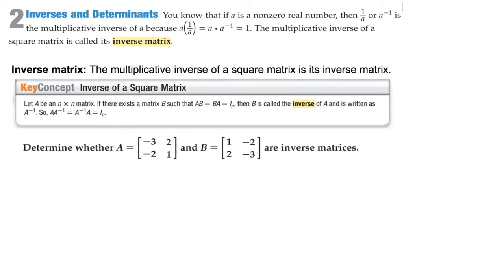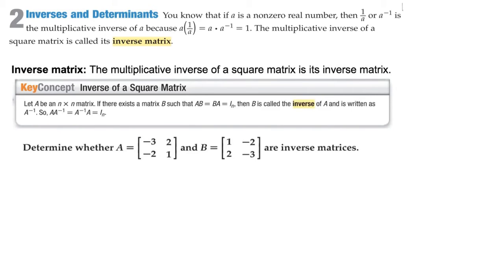All right, so you guys, we're gonna get into inverses and determinants. There's a couple stipulations around this. First off, you should know that if, just look at the definition, if a is a non-zero real number and 1 over a, or a to the negative 1 power, is the multiplicative inverse, because when you multiply them together, they equal 1, we can see that if we do that, we will get an inverse matrix if we do this in the world of matrices.